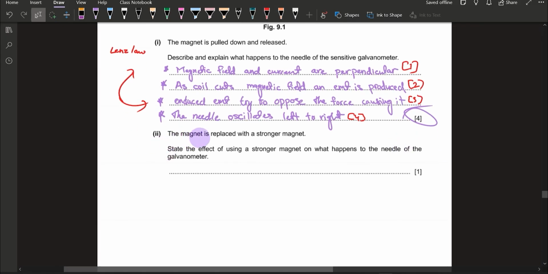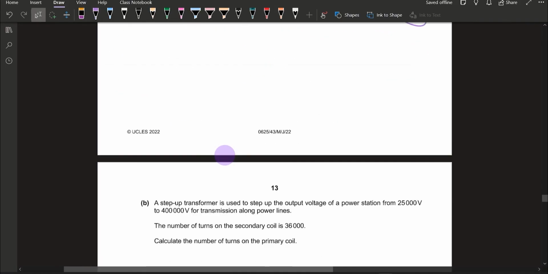Part 2 says the magnet is replaced with a stronger magnet. State the effect of using a stronger magnet on what happens to the needle of the galvanometer. So what will happen is, as you use a stronger magnet, there will be more deflection, and you'll get 1 mark for this.